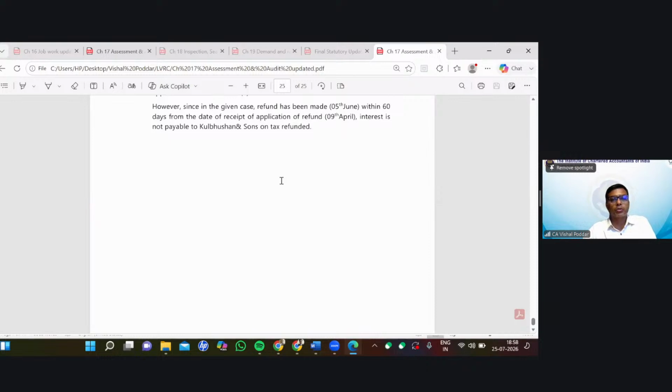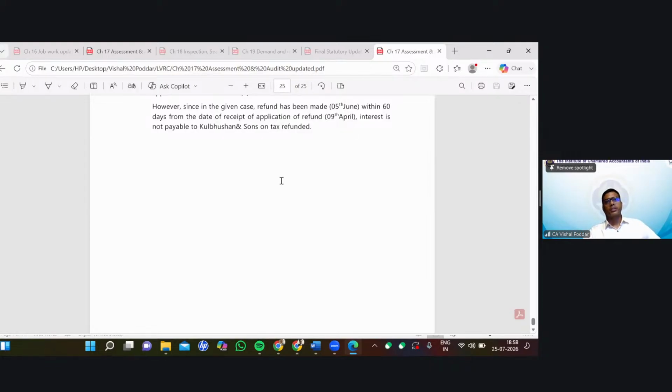So when it comes to short payment, interest meter starts from day 1. That is the date when you should have paid the correct tax. But if it is excess payment, the refund is applicable. Interest will not start from day 1. You have to make application for refund. If after making application, the refund is not made within 60 days, interest will start thereafter.